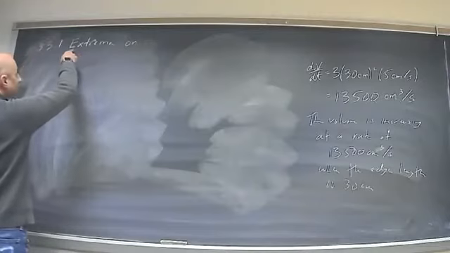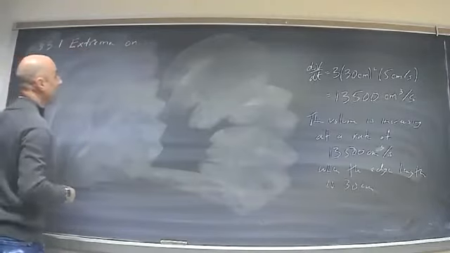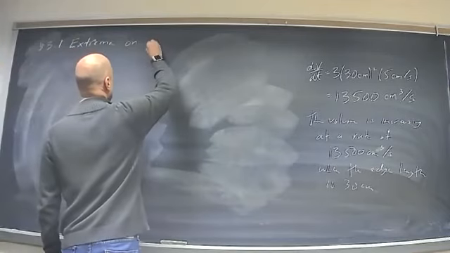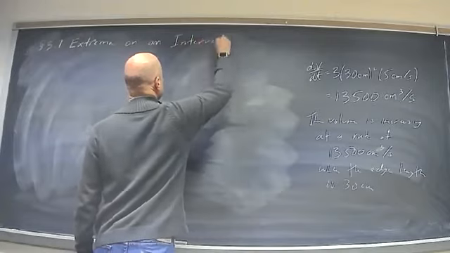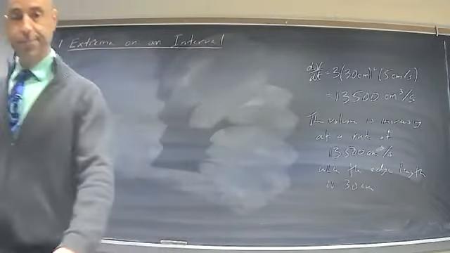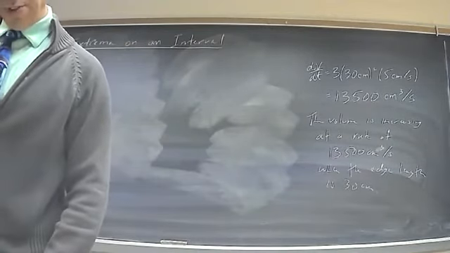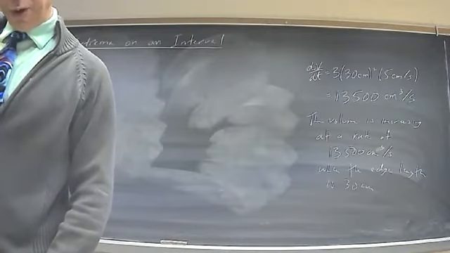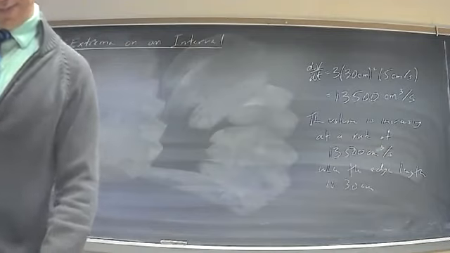That word, in case it's blurry, is extrema, E-X-T-R-E-M-A. Extrema on an interval. So I'm going to start off with the definition of what's called a global or an absolute extremum.